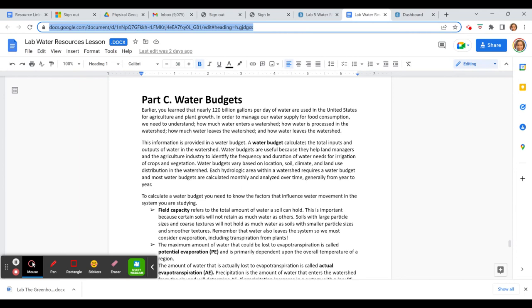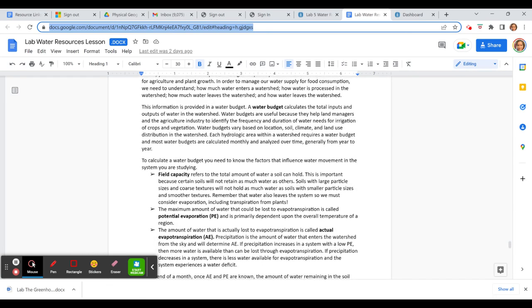Now it's important to learn about our water budget. Well, we've already learned that Americans use the most water on planet Earth. So how should we use it? So in order to manage our water supply, we need to understand how much water enters a watershed, how much is processed, and then how much water leaves the actual watershed. This information is provided in a water budget.